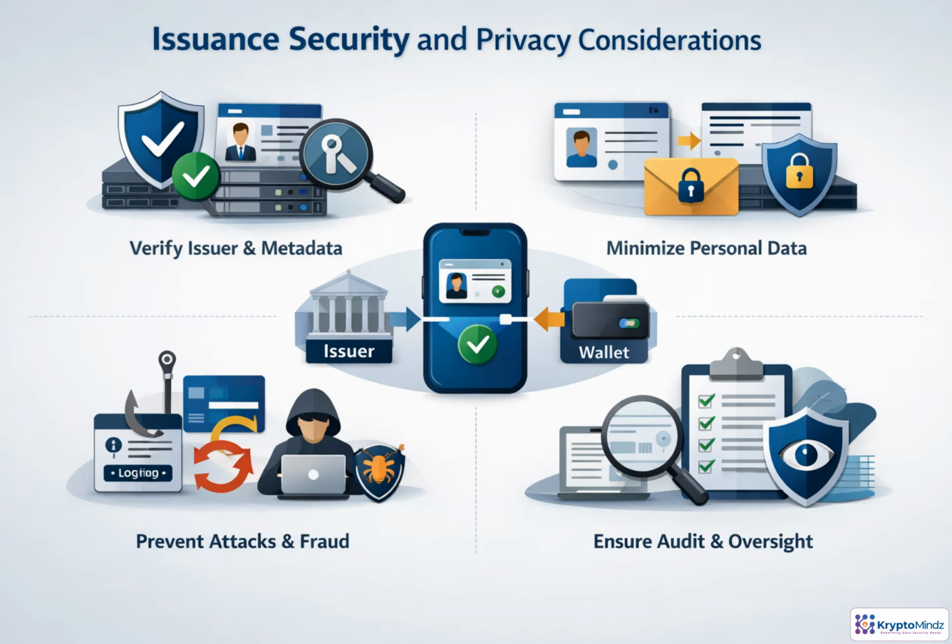Issuance is where trust can be won or lost. Treat the issuer like a critical dependency. Verify their identity, metadata, endpoints, and crypto profile before you accept anything. Keep personal data out of offers, redirects, and logs wherever possible. Defend the flow against phishing, replay, code interception, and misbinding, so credentials always land in the right wallet. Finally, log issuance in a way that supports audits without turning the system into a surveillance tool.